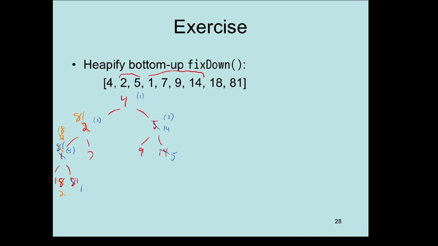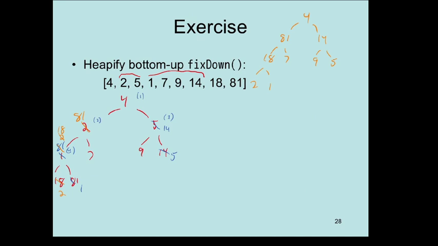Now I'm going to have to redraw this. So I've got a 4. 4 has children 81 and 14. 14 has children 9 and 5. 81 has children 18 and 7. And 18 has children 2 and 1.